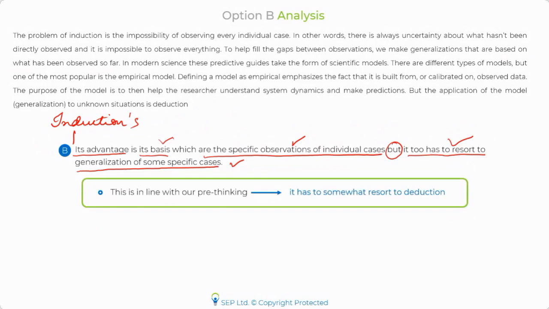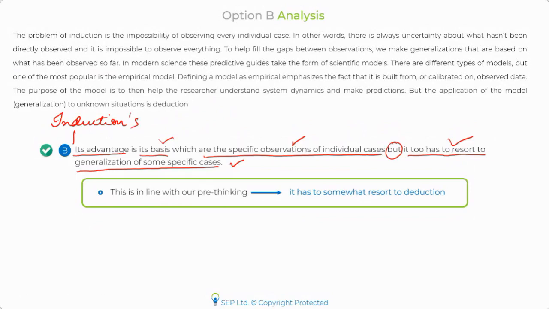Now, if I were solving this in the exam, I would keep B on hold. Maybe I'll not immediately mark it, but I'm pretty much convinced that this sentence is not really telling me about induction's advantage.